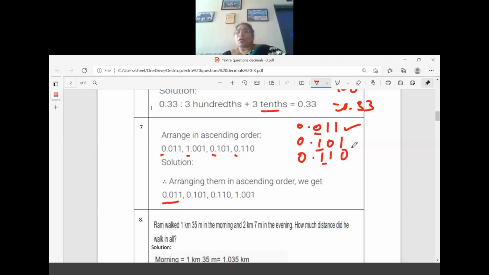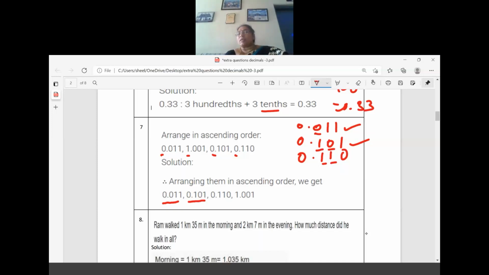Now 0.101, 0.110. Both have 1 in the tenths place. So what is the next step? We should go for the hundredths place. In that, here 0 and here 1. So which is the smallest of these? 0.101 only. So what is the next number we should write?